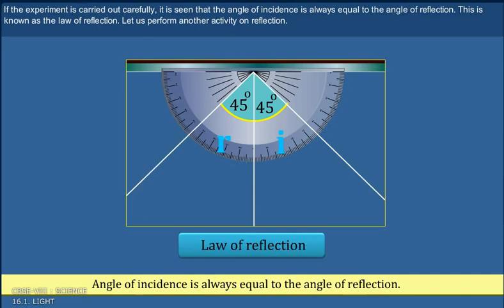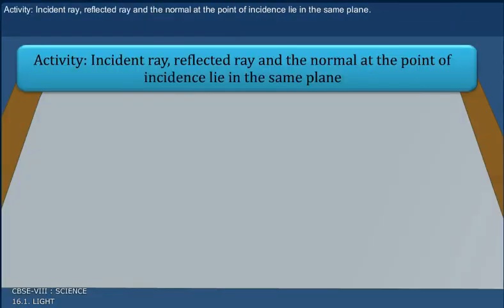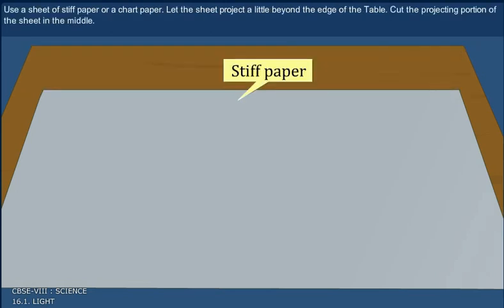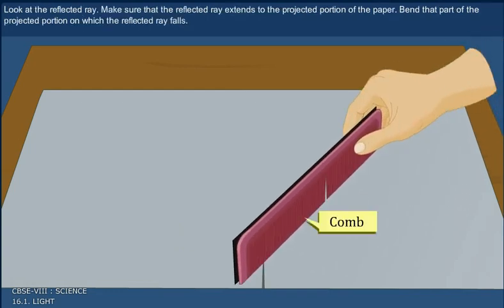Now let us perform another activity on reflection. Activity. Incident ray, reflected ray and the normal at the point of incidence lie in the same plane. Use a sheet of stiff paper or a chart paper. Let the sheet project a little beyond the edge of the table. Cut the projecting portion of the sheet in the middle.